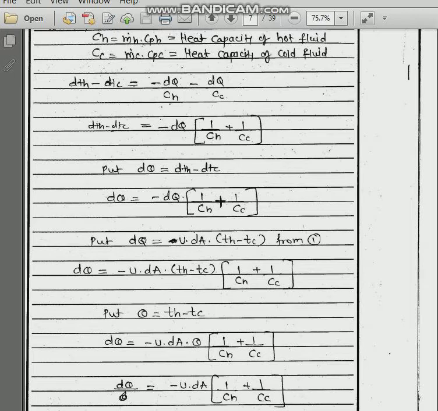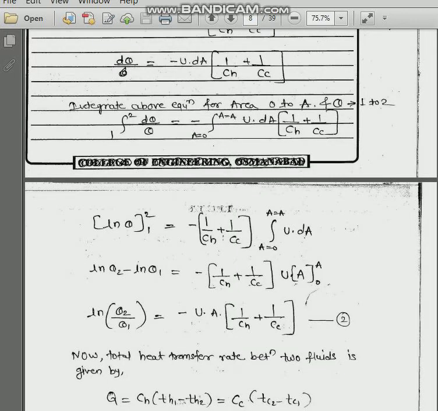Now if you observe this theta on the right hand side, we will take it to the left hand side. So this will be d theta divided by theta is equal to minus UdA in bracket 1 upon Ch plus 1 upon Cc. Now we will integrate this equation for area from 0 to capital A, and for theta we will have the limits 1 to 2. These are the limits of integration, 1 to 2.